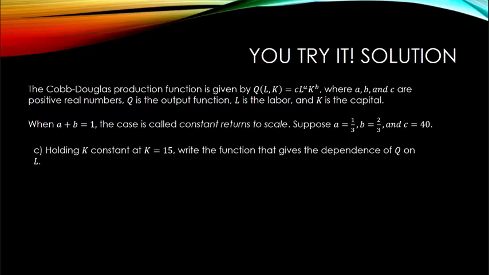Finally, I hold K constant at K is equal to 15, and my function that shows the dependence of Q on L can be written as Q is equal to 40 times L to the 1/3 power times 15 to the 2/3 power. This video covers a few examples of applications that involve functions in two variables.